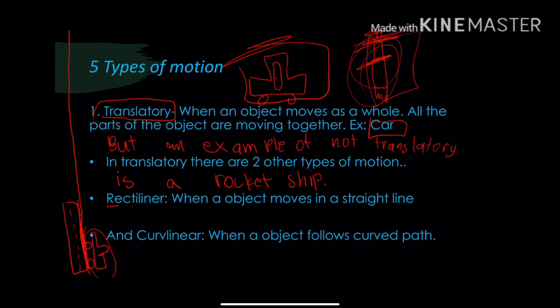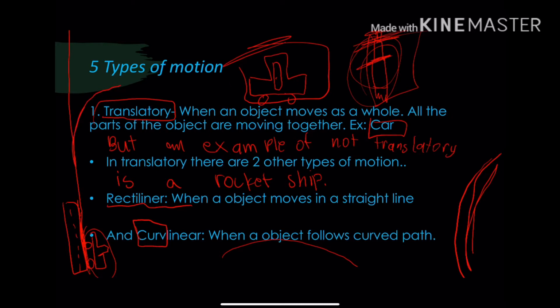So that's called rectilinear. And curvilinear, as you can see by this curve, means something like this, right? Something like a rainbow. It's the same thing as rectilinear, but the shape of the path is different. For example, when a car is taking a turn, and the turn is curved, that's when an object or a body is following curvilinear motion.